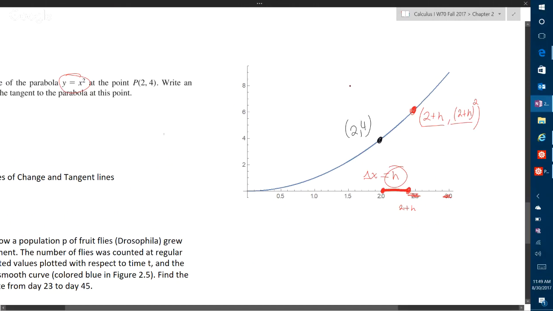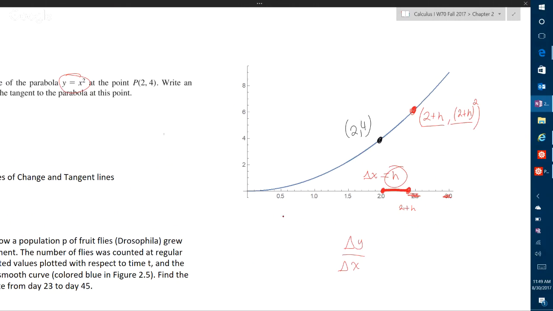Now the average rate of change, we know how to calculate that. It's the change in y divided by, in this case, the change in x, because we're looking at x values now. How would I write out the change in y?